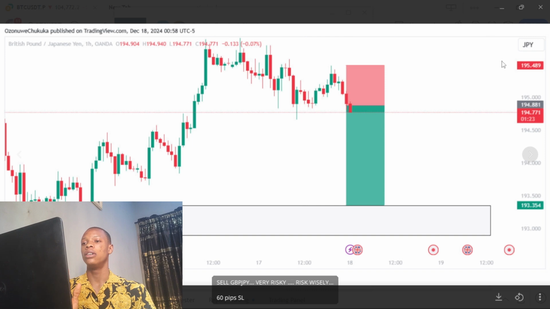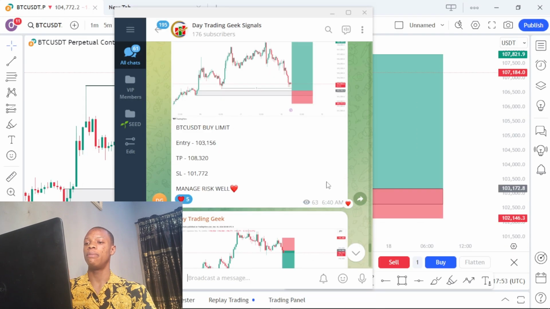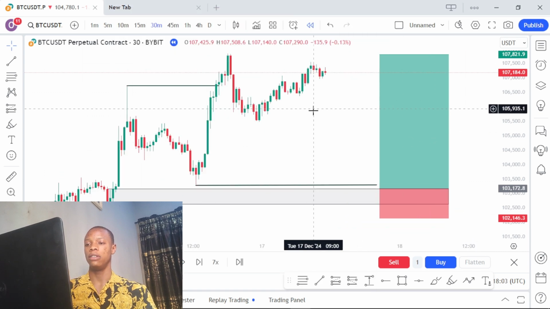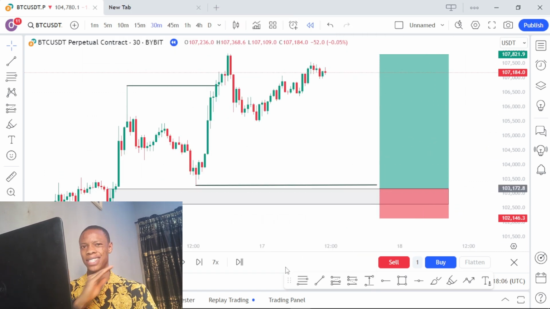I sent out the signal this morning by 6:40 a.m. And like I just said, I wrote everything as a buy limit order, so people will not say they missed the trade. It was a limit order. So everybody, I sent out the signal right there, and it was the same trade, right? You guys see everything I'm saying.